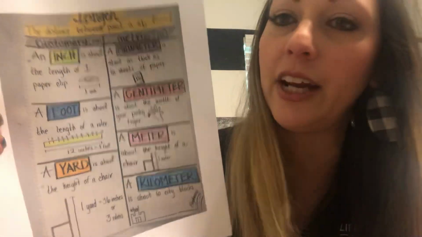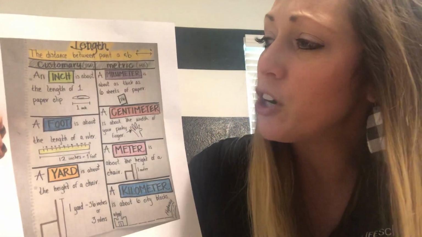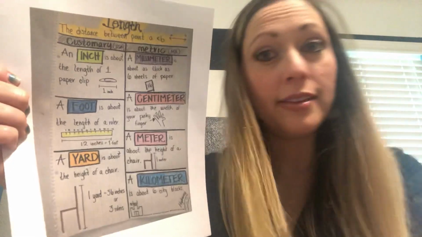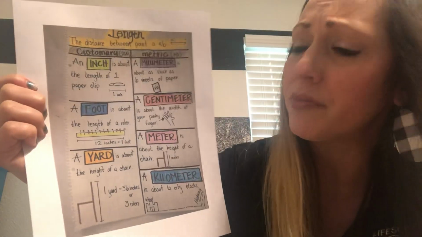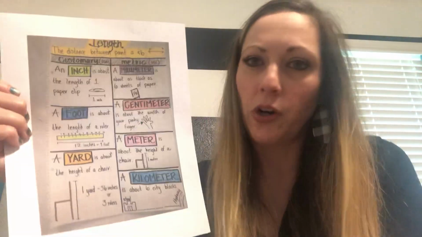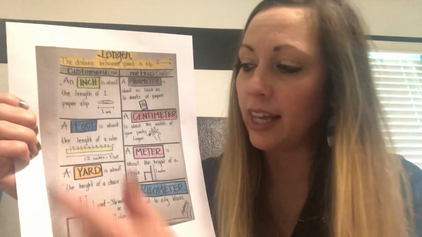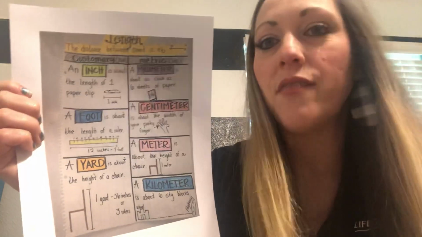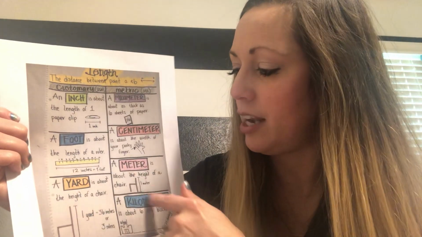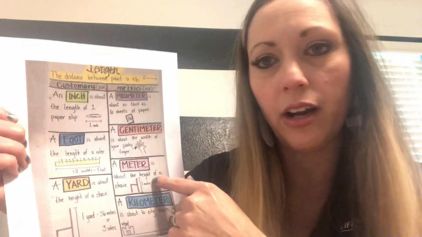So looking at length here, we have customary and we have metric. The customary is on the left and metric is on the right. First we have an inch, and that's about the length of a paper clip. Next we have a foot, and of course that would be the same as a ruler, the length of one ruler. Next we have a yard, and that's about the height of a chair. And then looking over here, look at meter over here. It's the height of a chair too, interesting.